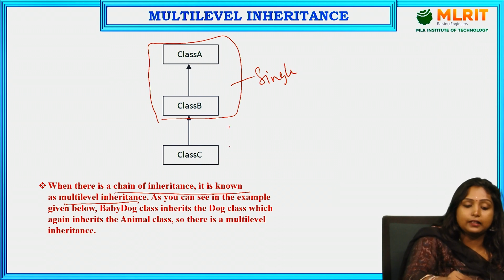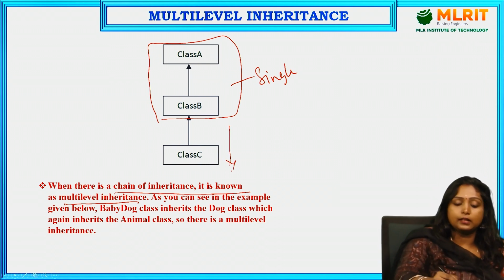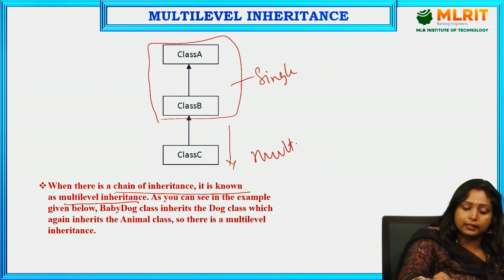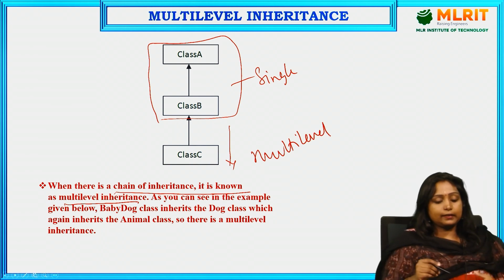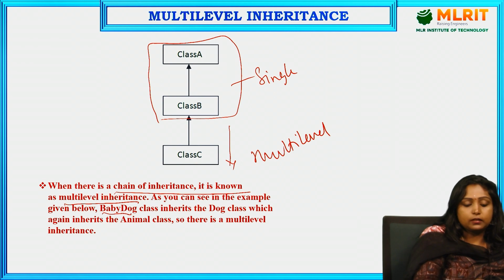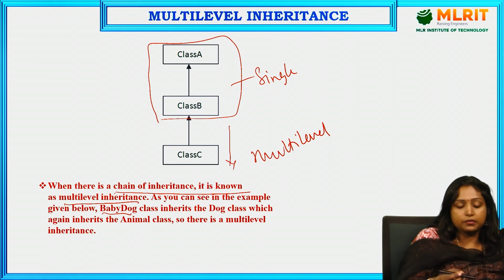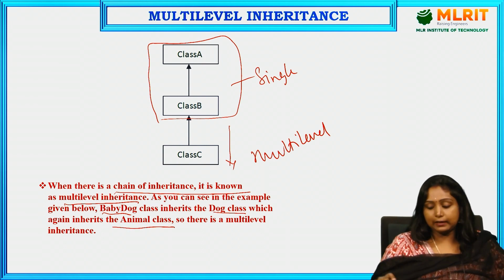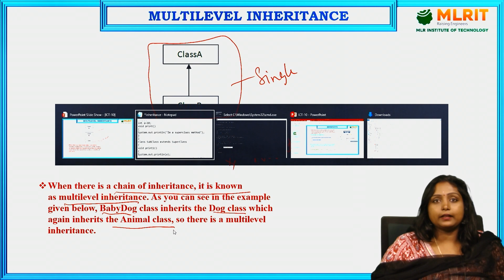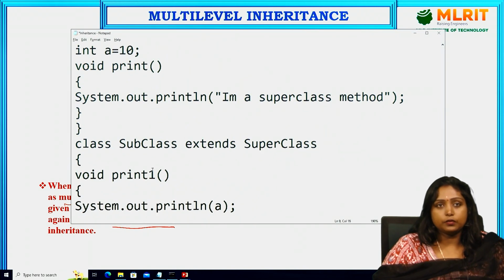If it is continued for n number of classes, it is multi-level inheritance. Here, simply, the baby dog or puppy class inherits the dog class, which is again inherited by the animal class. It's multi-level. Okay, I can go with one example of this.